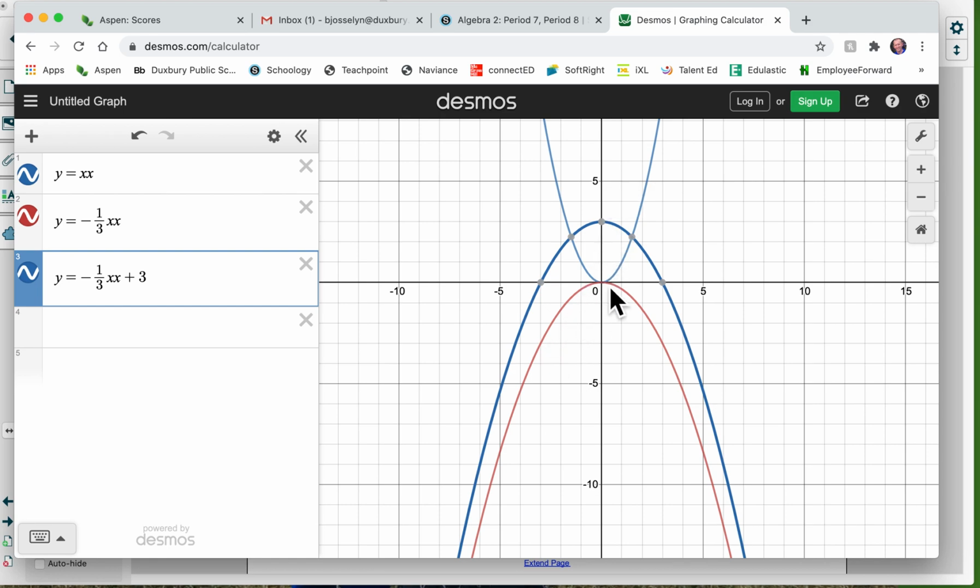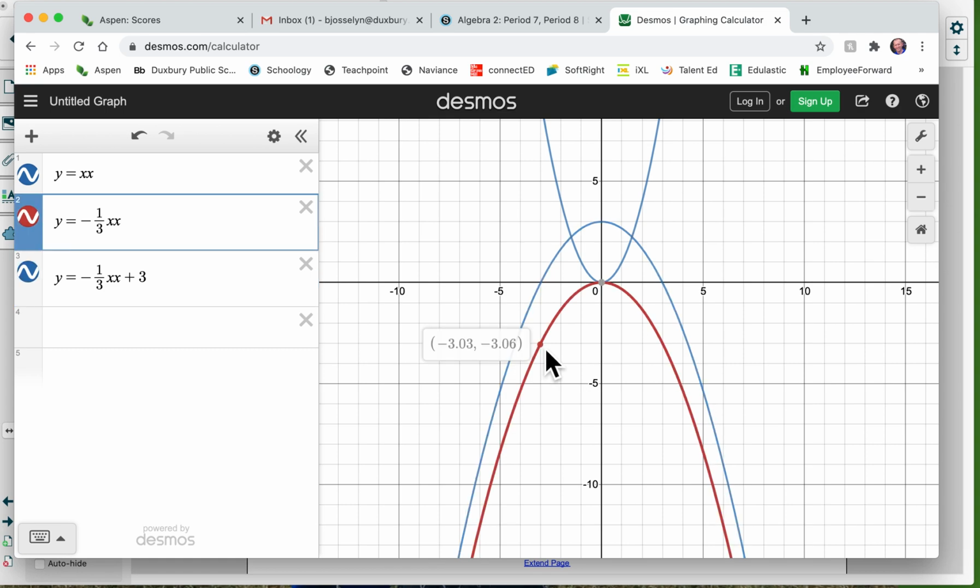So this point right here, which was -2, -3, or -3, -3, is actually 0, -3. 0, 0 is now 0, 3. All of the points have been shifted up 3 units, which results from that +3. But it's still vertically compressed because of the 1/3, and it's still reflected because of the negative sign. And I'll give you one more example in the second video.